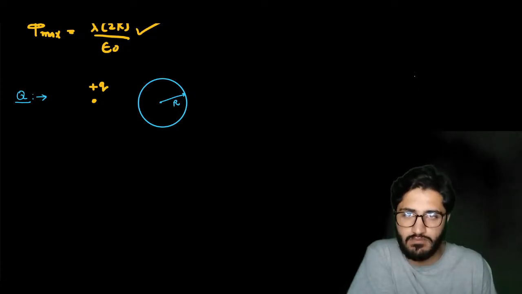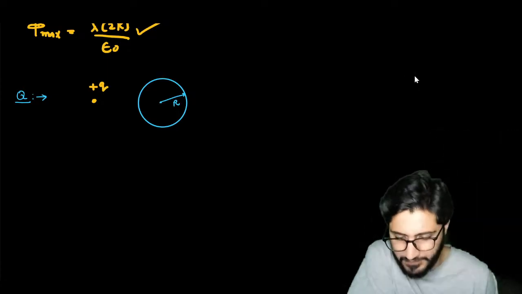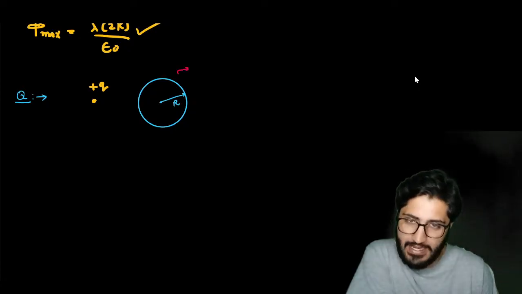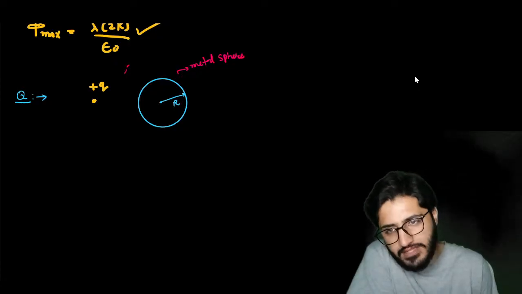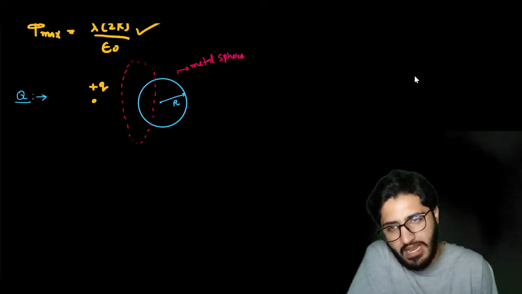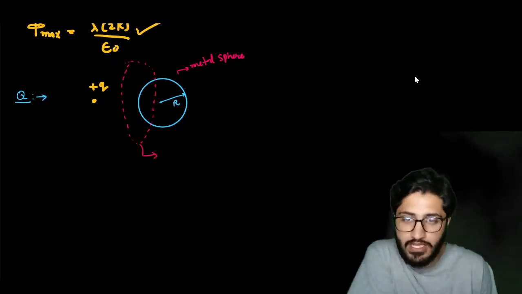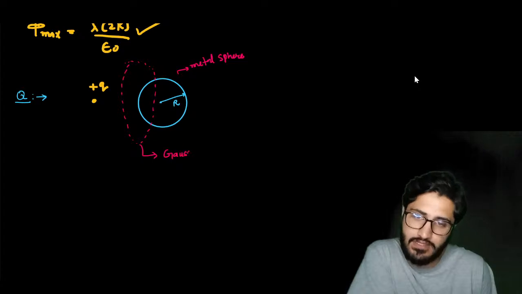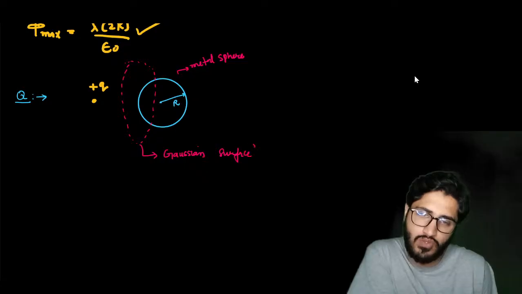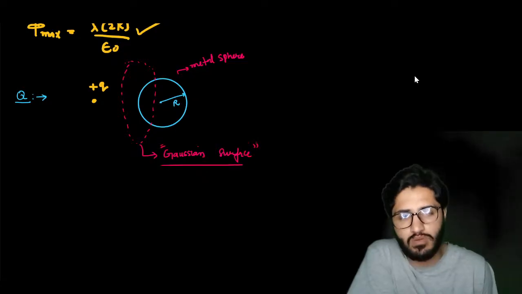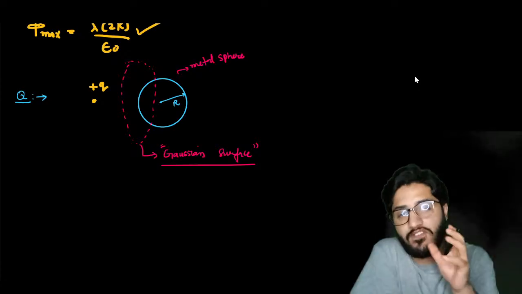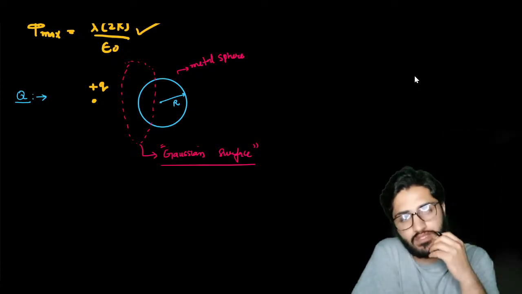Done? Now, this is my metallic sphere. If I make here an imaginary surface, this red dotted line represents my imaginary surface. It is my Gaussian surface. So you need to tell me what flux will be through this Gaussian surface.